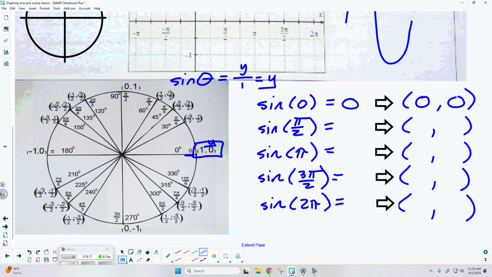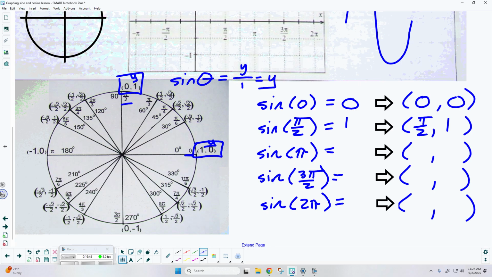Okay. Appreciate that. So at pi over 2, we have this right here. So somebody help me out. What's sine of pi over 2? Well, that's the point at the location. Remember, sine represents what? x or y. So what's the y value at that location? So sine of pi over 2 equals 1. So my next ordered pair would be pi over 2, comma 1.